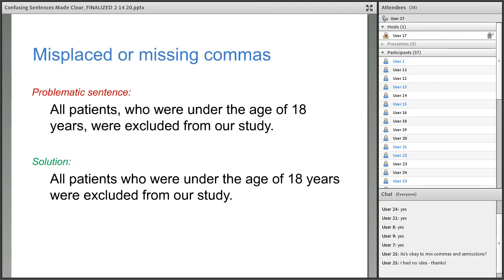One trick that I find helpful is to read a sentence that has commas around the clause without the information that appears between the commas. For example, if you read the problematic sentence shown on this slide without the information between the commas, you're left with, "All patients were excluded from our study." If the text makes sense without the information between the commas, great. If it doesn't make sense, delete the commas.